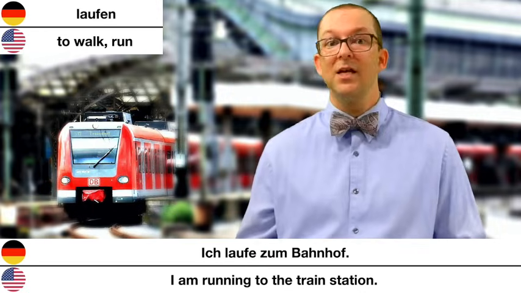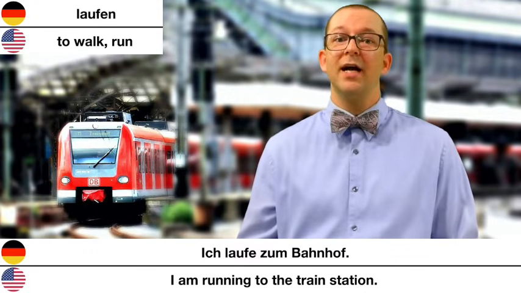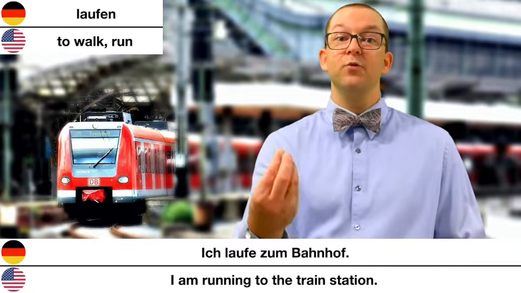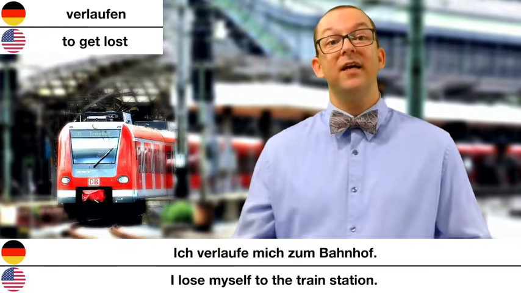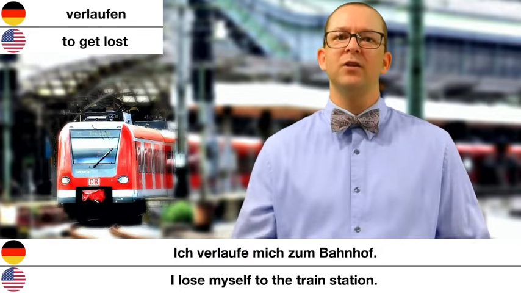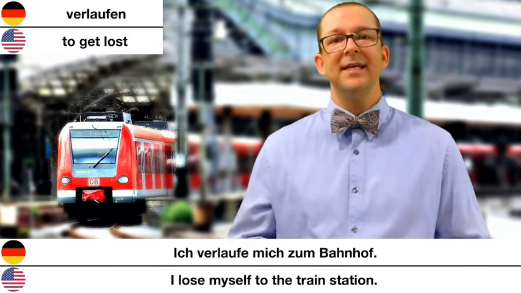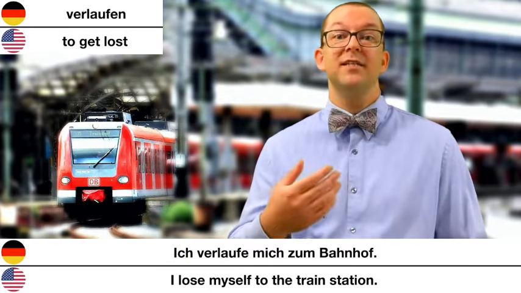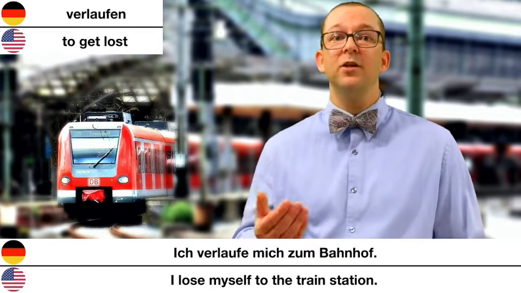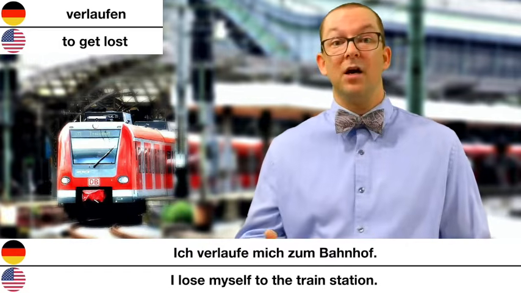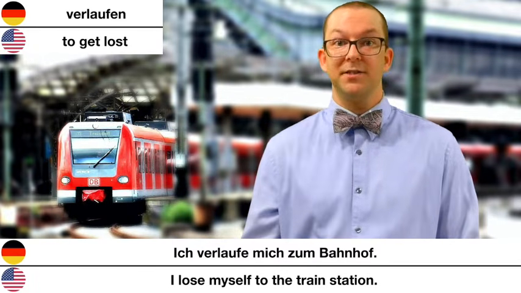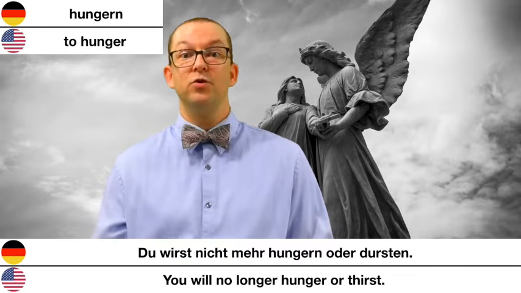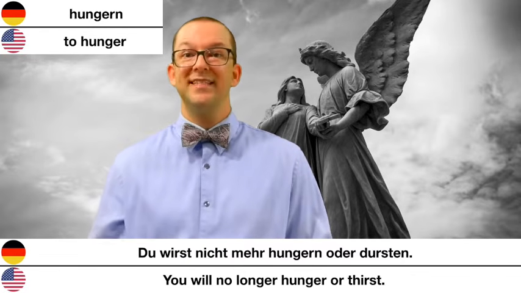can't do that. Ich laufe zum Bahnhof. I am running to the train station. The destination is clear and I have purposefully reached this destination. Ich verlaufe mich zum Bahnhof. I lose myself to the train station. In this sentence, verlaufen is not going straight to the train station. The subject is lost or getting lost, but still arrives at the train station even though they got lost, or because they got lost. Hungern is translated as to hunger, but verhungern is to starve, literally to hunger to excess.